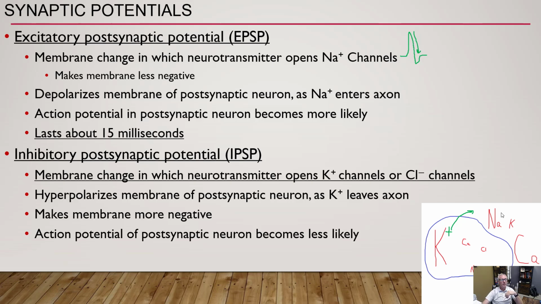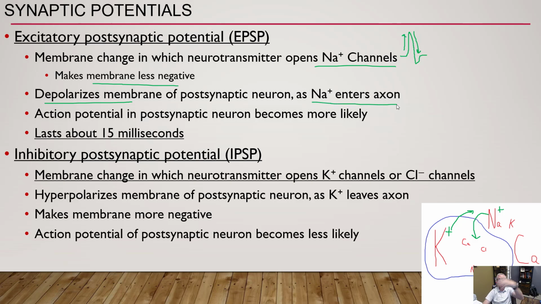So think, when sodium is a positively charged ion and rushes into the cell, it makes it more positive. So that's why we see the upswing on the sodium side, or the depolarization side. You can think of sodium as an excitatory ion and potassium as an inhibitory ion. Excitatory postsynaptic potentials open those sodium channels and make that membrane less negative, and we'll see that depolarization of the membrane.